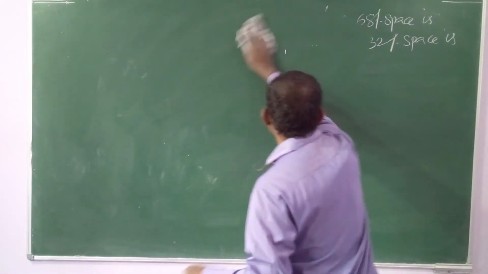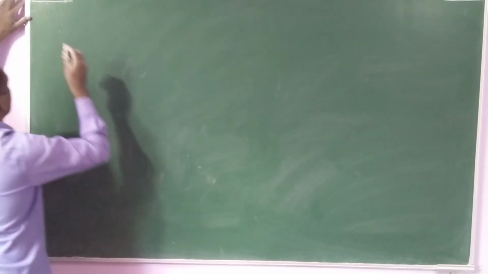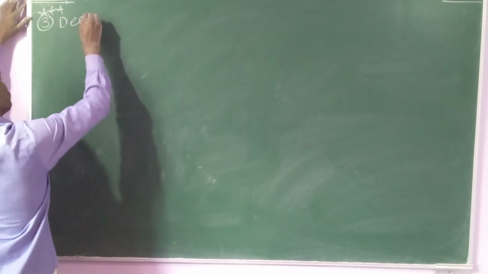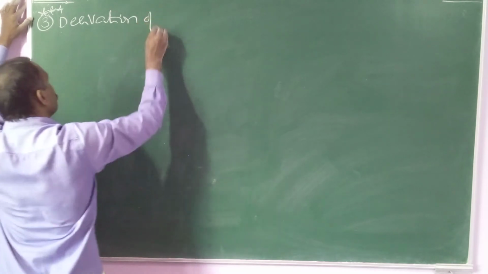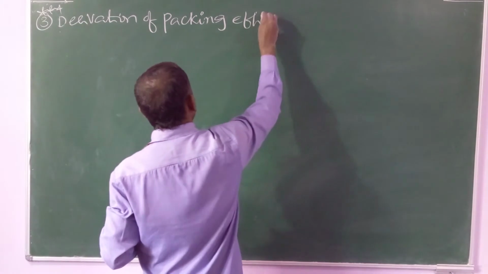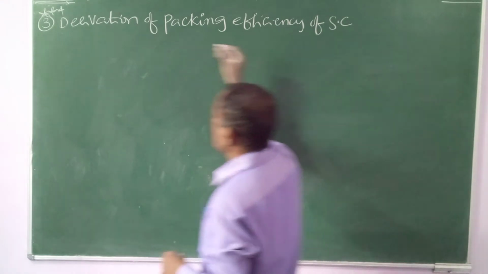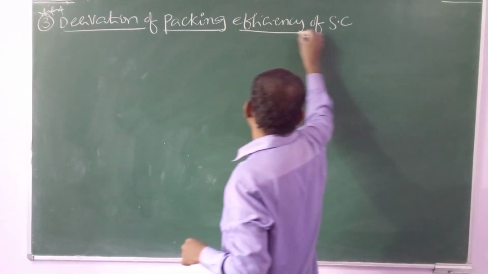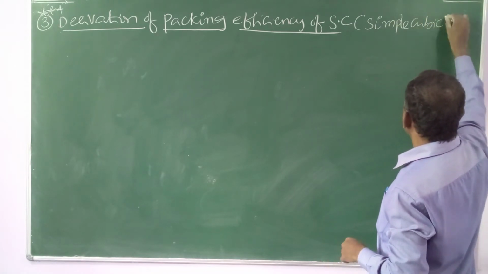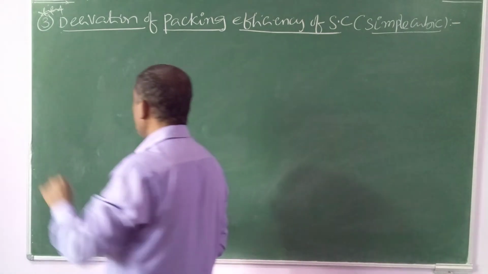And the last one, it is a very easy derivation: packing efficiency of simple cube. This is the third derivation, and this derivation is also very, very important. Derivation of packing efficiency of simple cubic lattice, SC. SC means simple cubic. Again we have to draw the diagram, so all these are cube shaped.